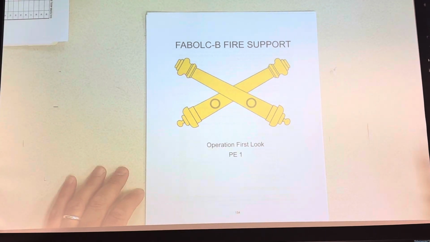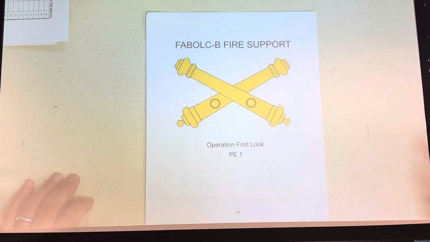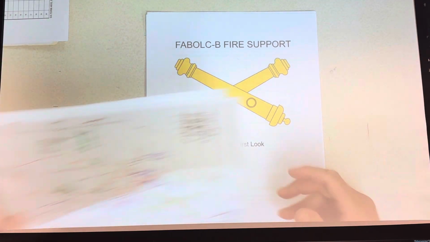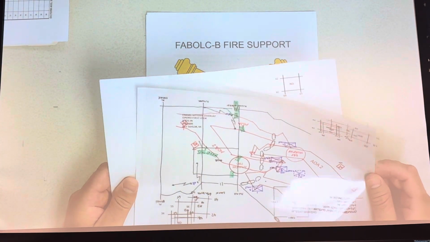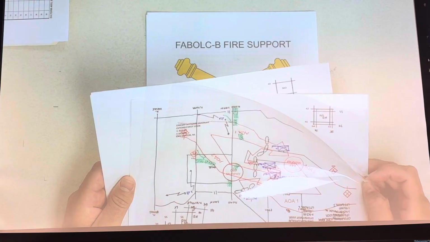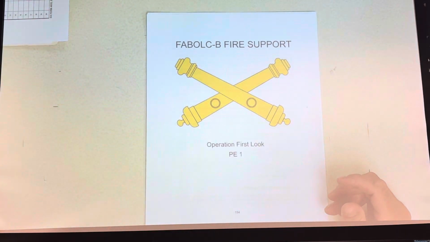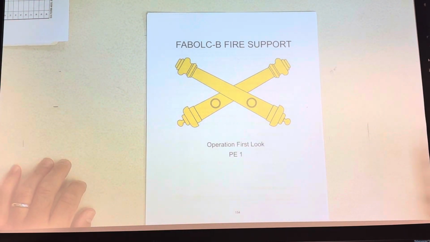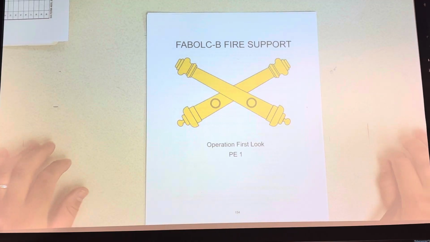Okay, at this point, we have now read through the op order and digested the information that is needed for us to complete our products. All of our battalion overlays have been traced, and we have them ready to place on the map. So where do you begin, right? That's the question you're probably asking yourself: what do I do first?